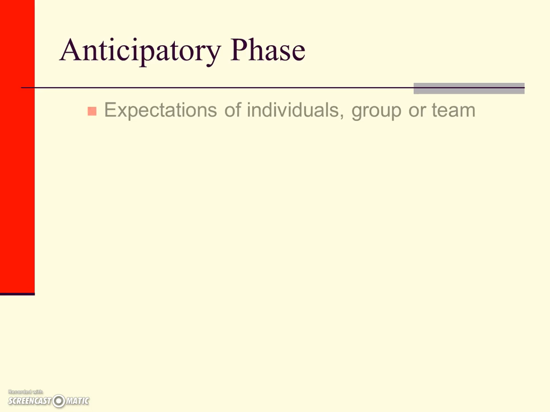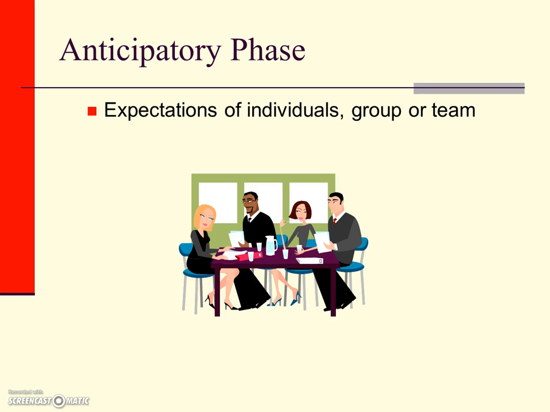The next phase is the anticipatory phase. And the anticipatory phase is the expectations of the individuals, the group, or the team. This is what I like to call the honeymoon stage. This is when we have those big, big dreams, those illusions of grandeur about what our team could possibly be. Maybe you end up in a group with someone who's really popular or someone who's extremely talented. And you're so excited about all the wonderful, fabulous things that you could do with this group. And as a group, you come together and you start to brainstorm, and it just sounds amazing. And you're so excited about the possibilities that your team could possibly accomplish.